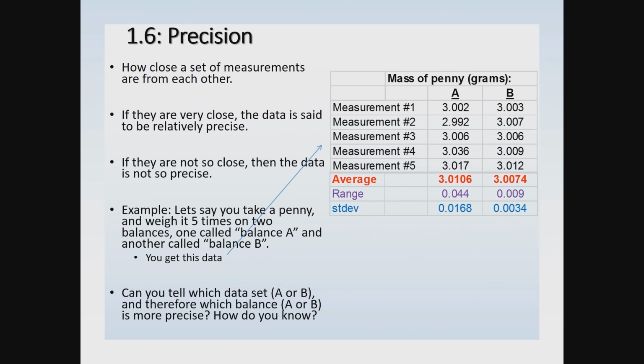Another way you can judge that range of values is with something called standard deviation, which we're not going to talk about today. But anyway, the more precise instrument is the instrument which gives you the most narrow range of values. So what I'm hoping you'll see is that scale B gives us the narrowest range of values and therefore would be considered the more precise instrument compared to scale A.